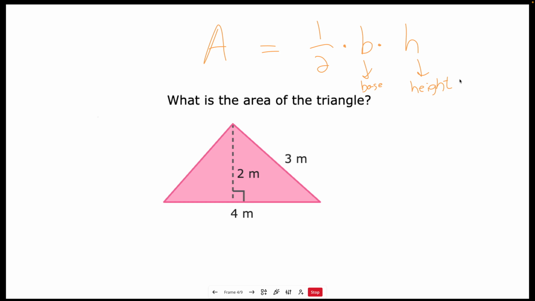Now this formula may look familiar if you know the formula for a rectangle. That would be base times height, or length times width. And you'll notice that these are very, very close. And in fact, they're related. Okay, triangle area and rectangle area are highly related.